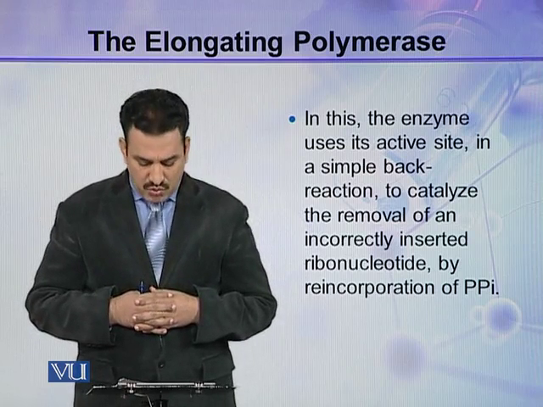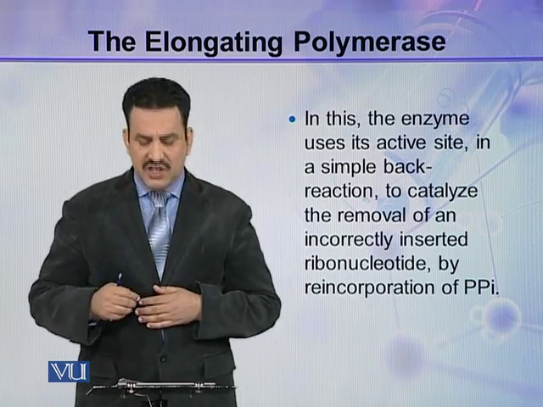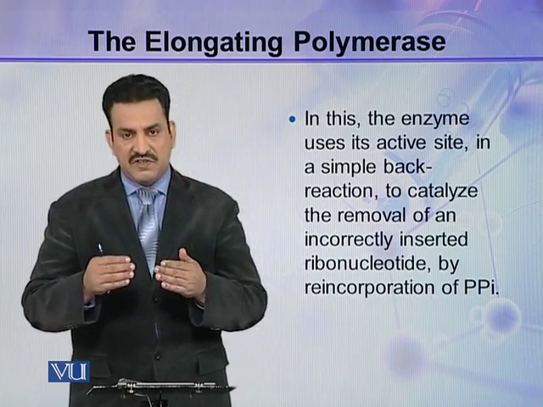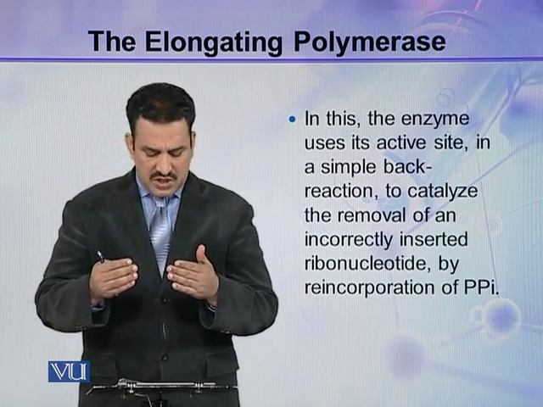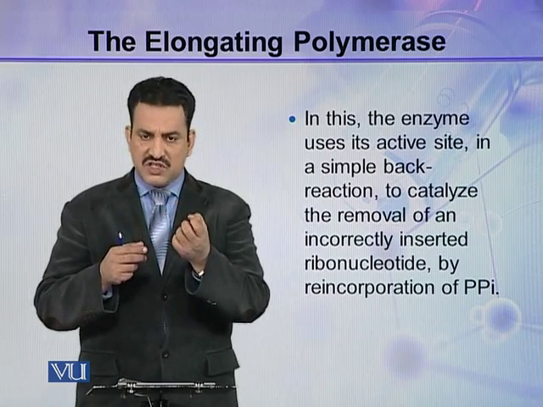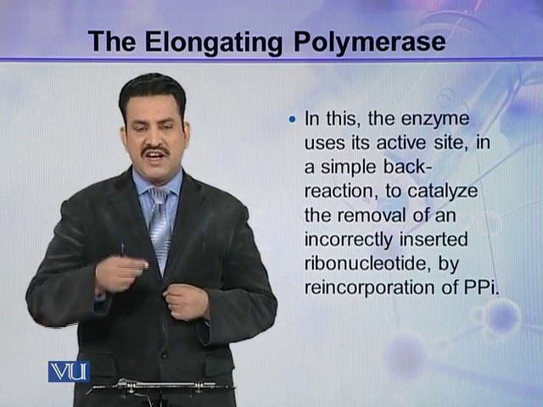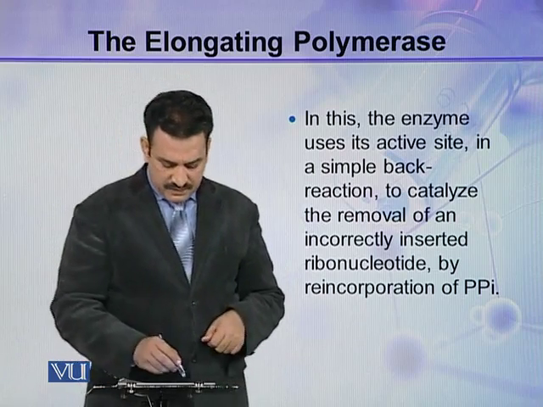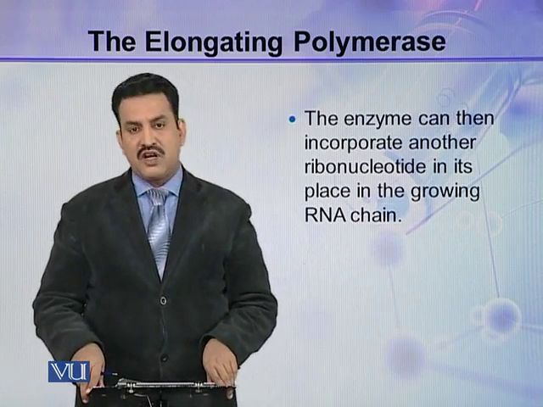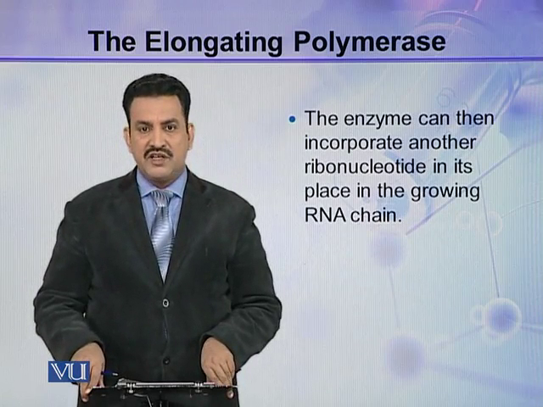removal of an incorrectly inserted ribonucleotide by reincorporation of pyrophosphate. So the active site just uses a back reaction, and it removes the misincorporated nucleotide, and in place of that it adds pyrophosphate. The enzyme can then incorporate another ribonucleotide in its place in the growing RNA chain.